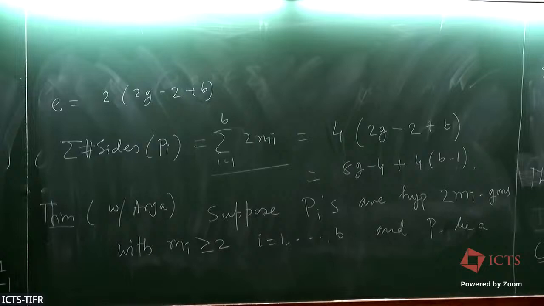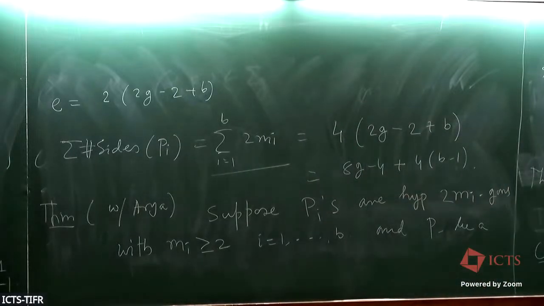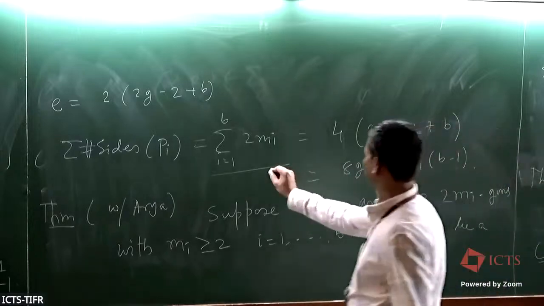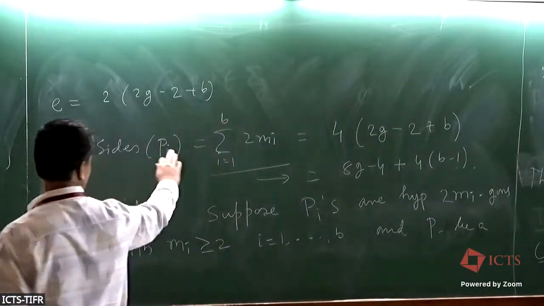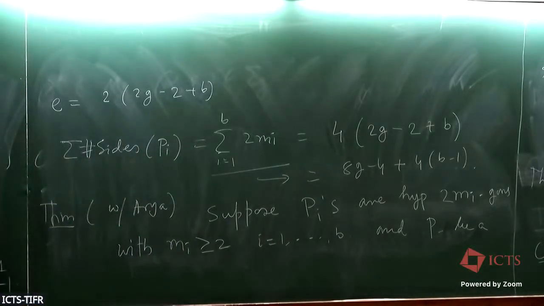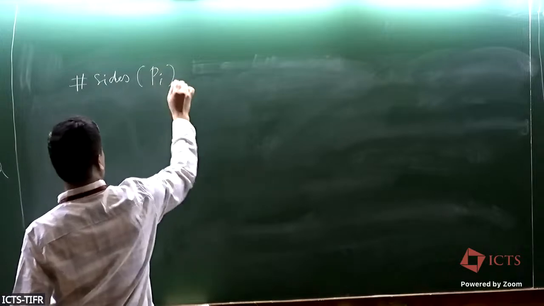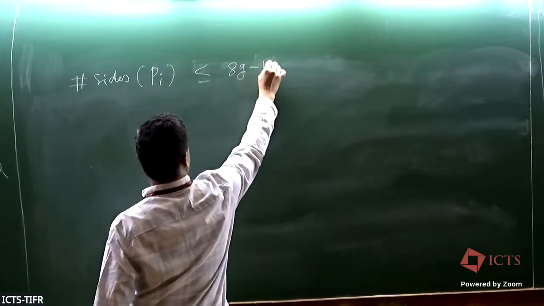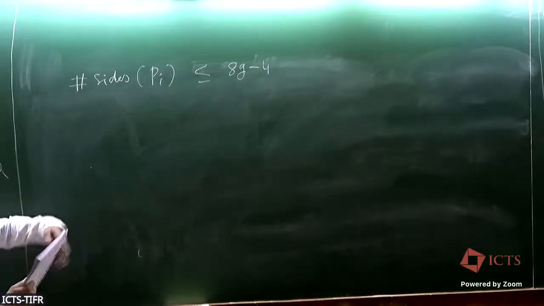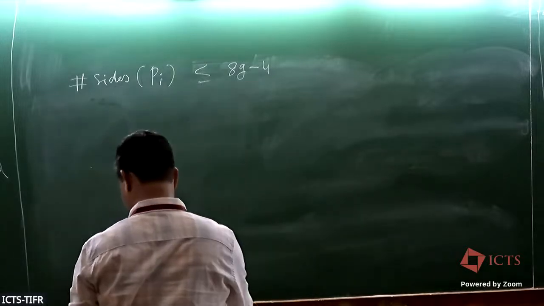So one more thing. This is an observation about the number of sides in each polygon Pi. From this equation, the number of sides in each polygon Pi is less than or equal to 8g minus 4, because it is even and at least 4. Okay, at least 4 and less than or equal to 8g minus 4.